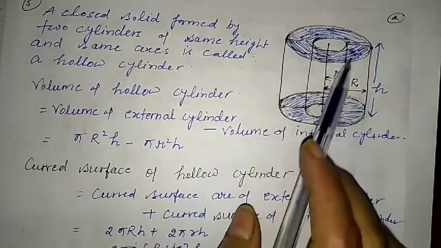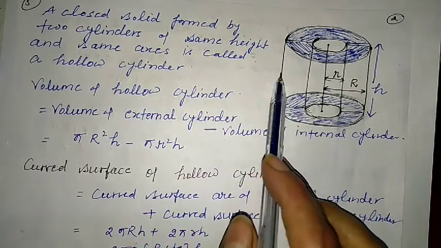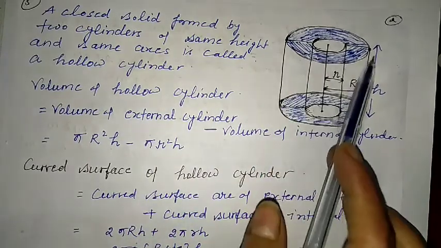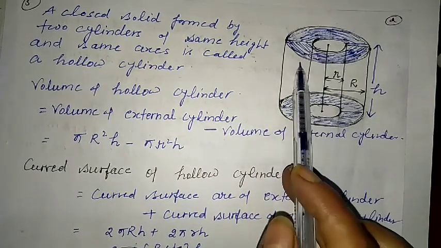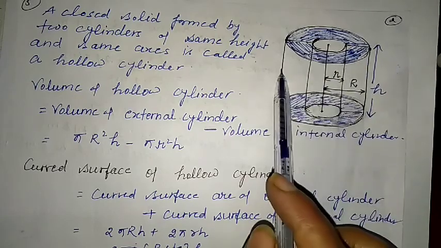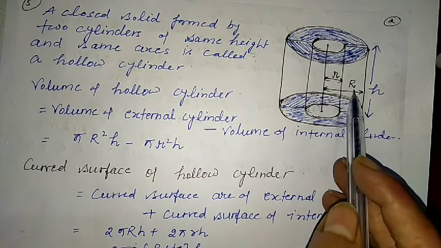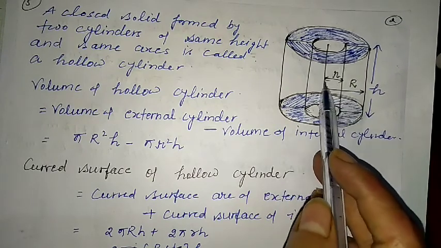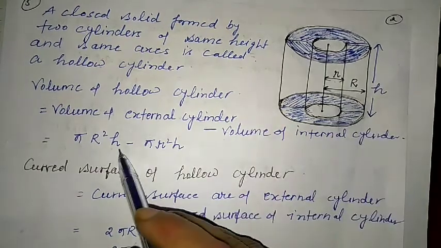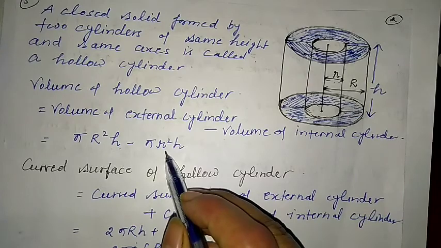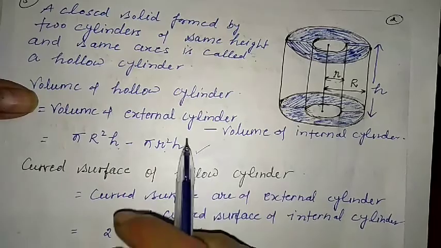Now what will be the volume of this hollow cylinder? Volume of external part minus volume of internal part. पूरे part में से अगर हम ये वाला part subtract करते हैं, so we will get the volume of the hollow cylinder. That is, if the radius of the outer cylinder is capital R, radius of the inner cylinder from the axis is small r, and the height is same for both. So pi R square h minus pi r small square h. So this is the volume of the hollow cylinder.